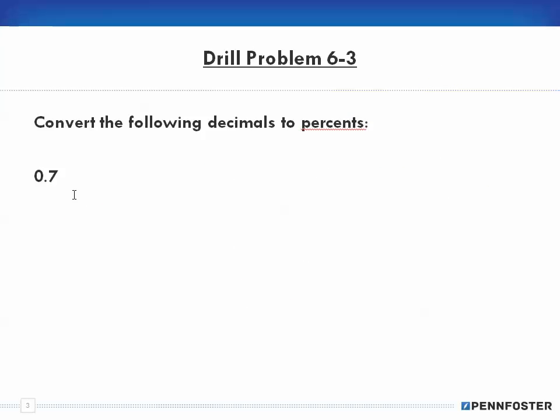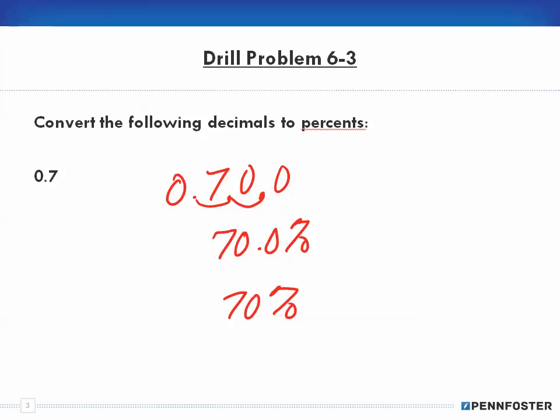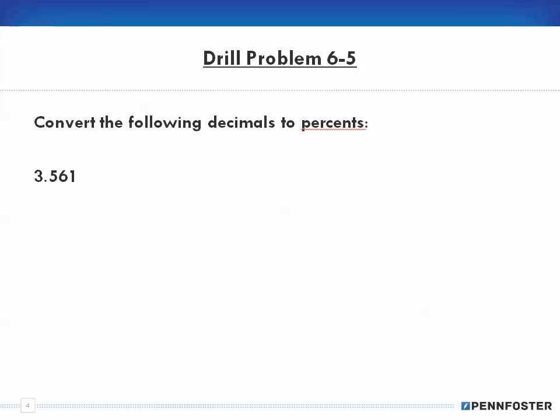So let's move on. These are going to be pretty repetitive. 6-3. I have 0.7. I need to move over 2 places. Well, this is 1 place, so I add a 0 and put another place and add the 0. So I have 70.0% or 70%. 6-5, convert the following. Okay, get the pen. So I have 3.561. Again, move the decimal 1 place, 2 places. So I have 356.1%.